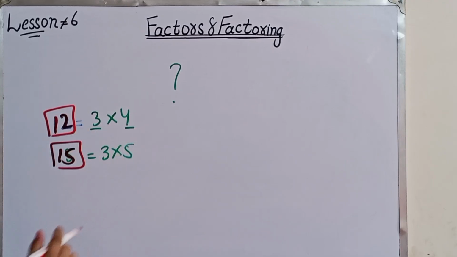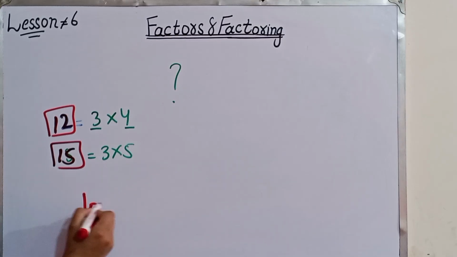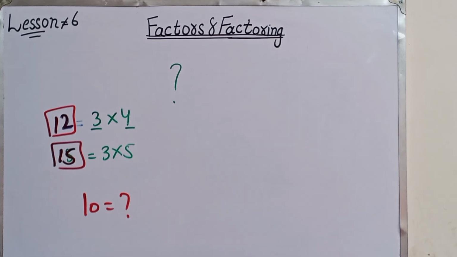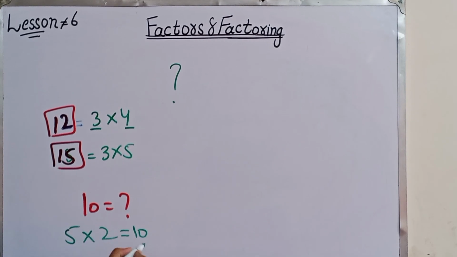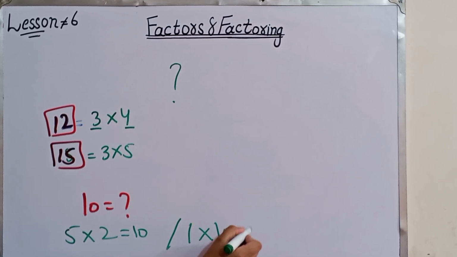3 multiplied by 4 and 3 multiplied by 5, without writing. It's a mind game. How can you guess this? Which two numbers multiply to make 10? Can you tell me? 5 multiplied by 2 is equal to 10, and we can also see 1 multiplied by 10 is equal to 10.